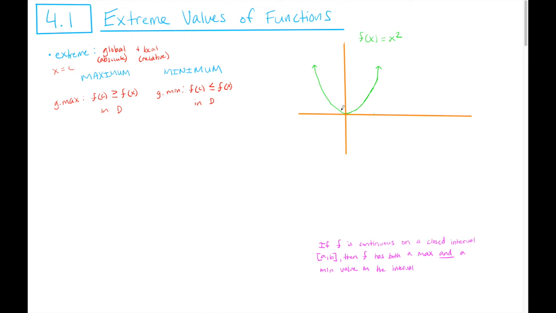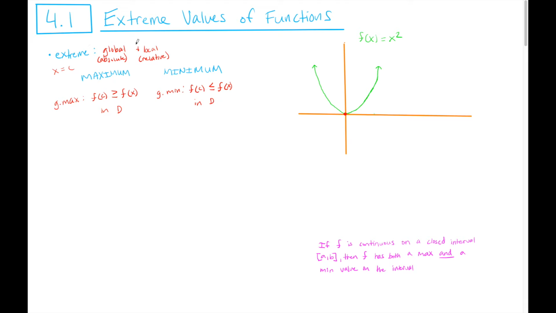So we're gonna start off with a really simple example of a parabola, f of x equals x squared. If I were to ask to find my minimums and maximums, well, my minimum will be right here, and that is actually my only minimum. It is my global minimum.